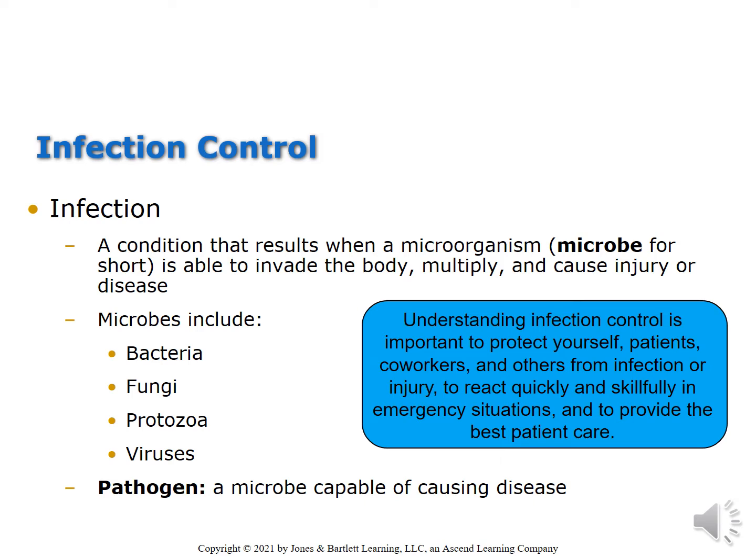Protozoa are, again, single cell parasitic organisms that have both plant and animal like properties. They tend to act more like animals than they do like plants. And then there are viruses, which are protein encapsulated organisms that cannot live on their own. They need some type of host or some type of cell to latch onto, inject their genetic material into, and then move on. So when we talk about any of these agents that can cause disease, we refer to them as pathogens. A pathogen is a microbe capable of causing disease.